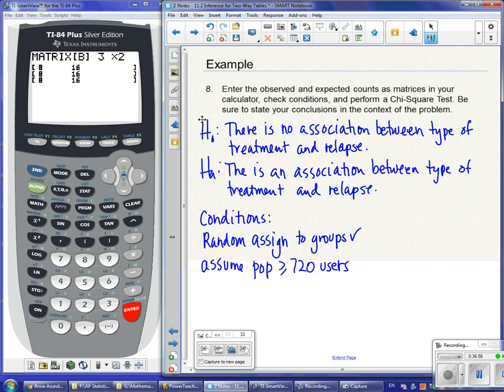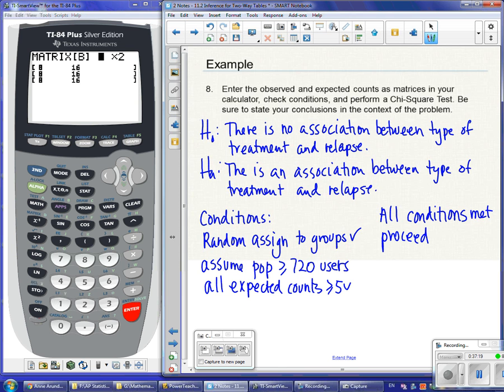And again, we can see from the expected matrix that all expected counts are greater than or equal to 5. So all my conditions are met. This is now where you want to say, all conditions met. We can proceed, and this is important that you write the correct chi-square test. We can proceed with chi-square test for independence.